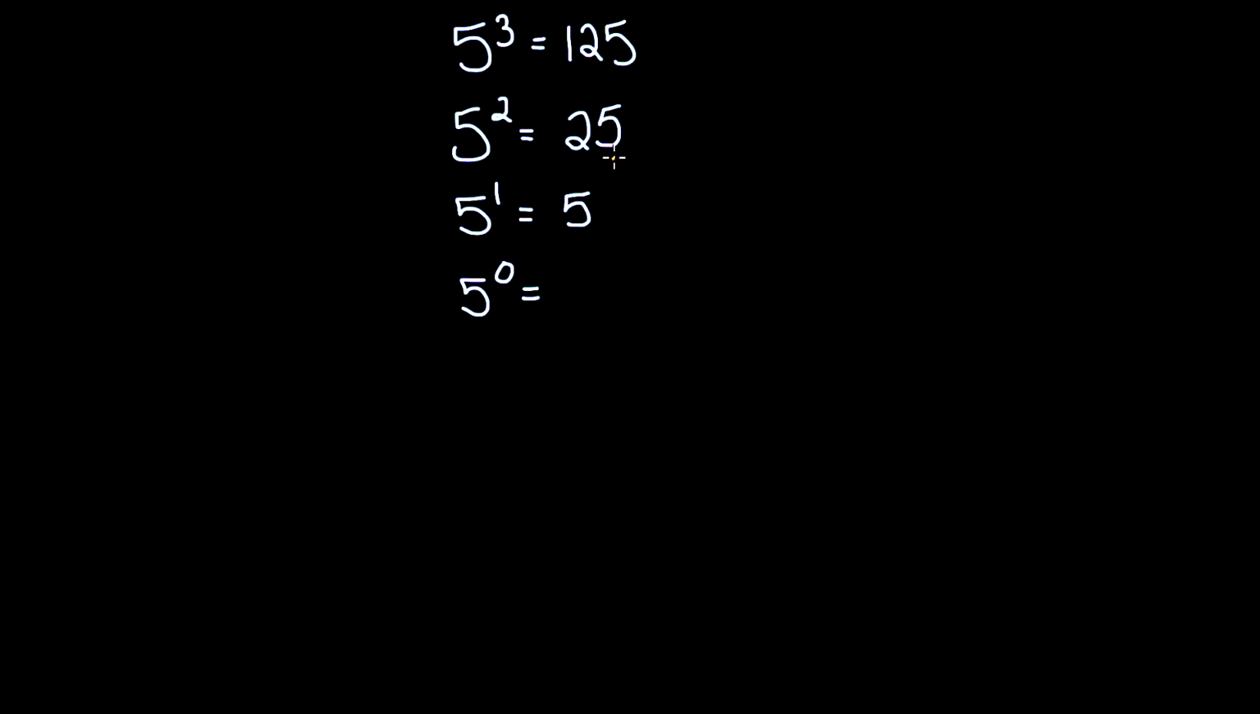Let's find a pattern in our answers. How do we get from 125 to 25? Well, we divided by 5. How did we get from 25 to 5? Well, we divided by 5. So it would make sense to get from 5 to the next answer, we would divide by 5. Well, 5 divided by 5 is 1. Anytime you have a number to the 0 power, your answer is going to be 1. I know that's super weird, but it's just something that you have to accept.